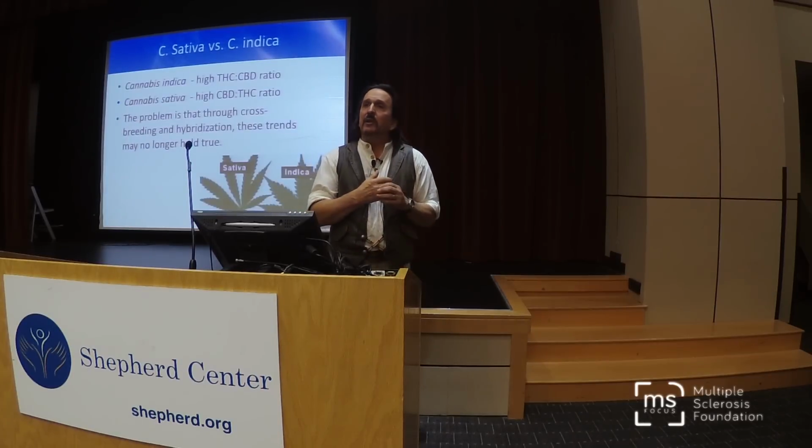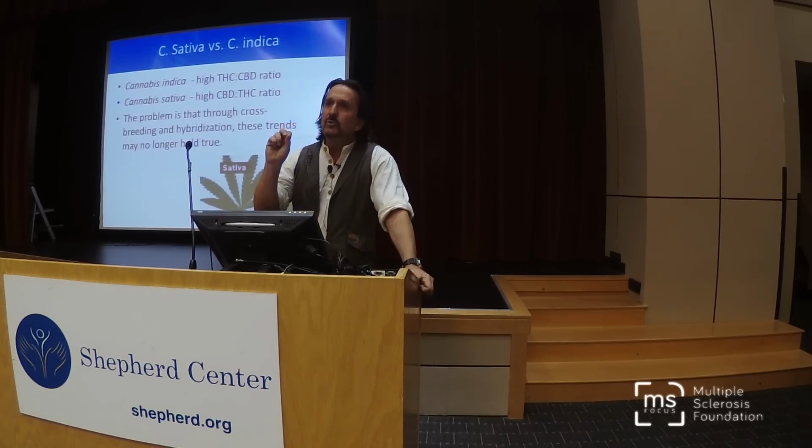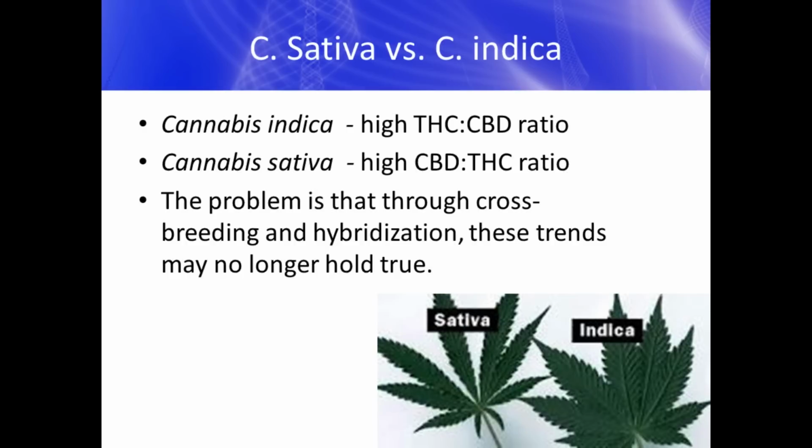Where it starts getting a little bit confusing is that there are two different species of cannabis out there. Traditionally, we thought of cannabis indica and cannabis sativa. Cannabis indica was traditionally thought of as having a lot of THC relative to the CBD in the plant, whereas cannabis sativa was felt to have a higher CBD to THC ratio. The problem with that sort of differentiation is there's been so much crossbreeding and hybridization over the years that those distinctions really don't hold up anymore.